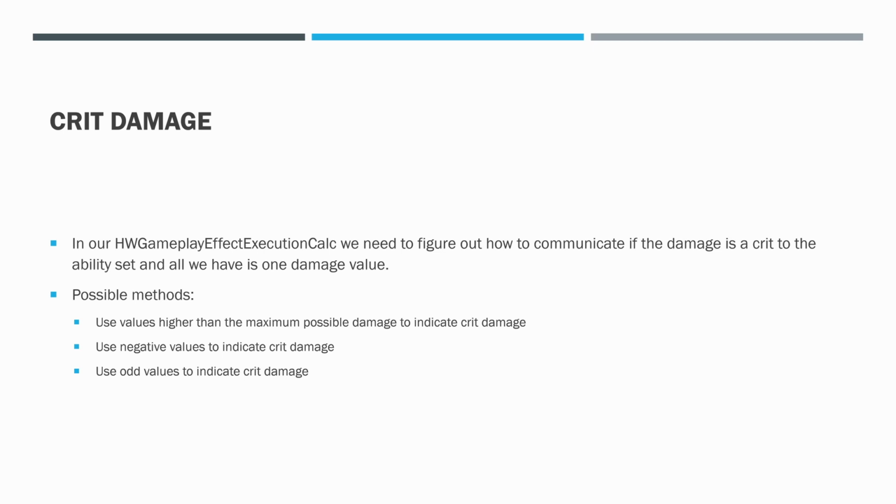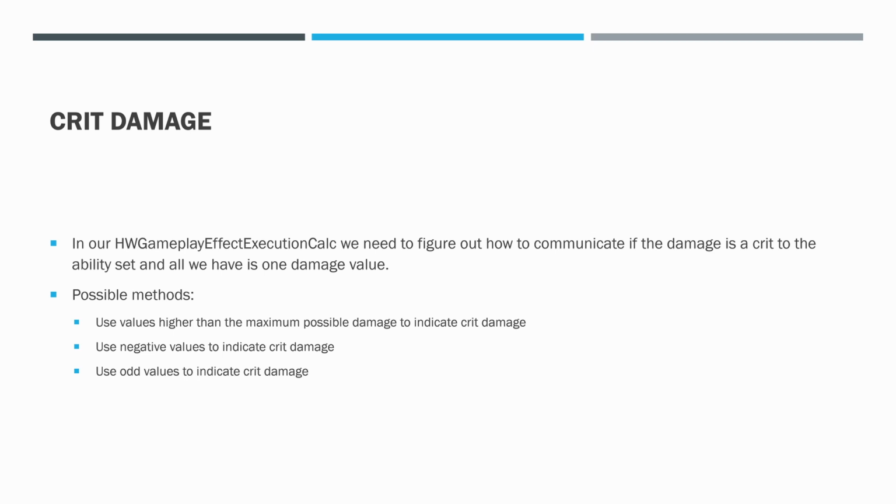Okay, so let's talk a little bit about the crit damage before we go take a look at it. In this gameplay effect execution calculation, I need to communicate to the attribute set whether it's crit damage or not, because as you saw, the crit damage gets a different effect on the floating combat text than the other. So I need to know which it is, but the only thing I can communicate with is a number. All I have is a number, right?